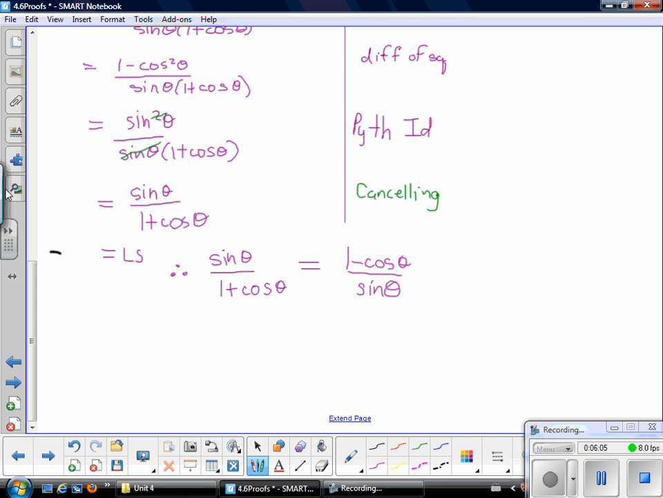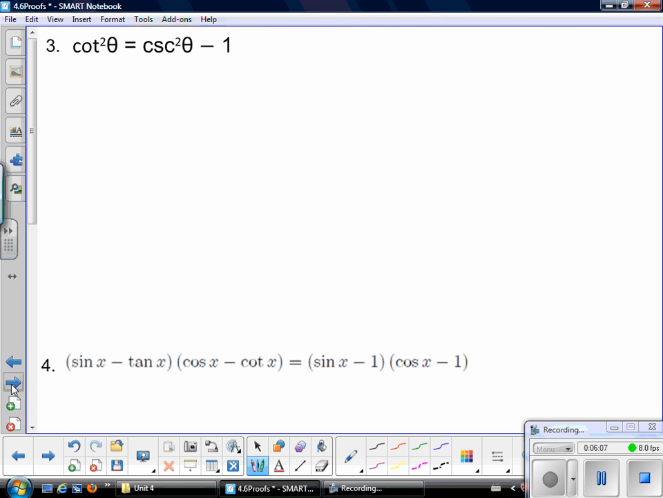Okay, so let's look at another one together. The next one has some reciprocal functions here, and we have cotan squared theta equals cosecant squared theta minus 1. So I don't like either side, by the way. I prefer to work in primary, but that's fine. I think I'm going to choose the right side because there's two terms instead of one. That's really my only reason.